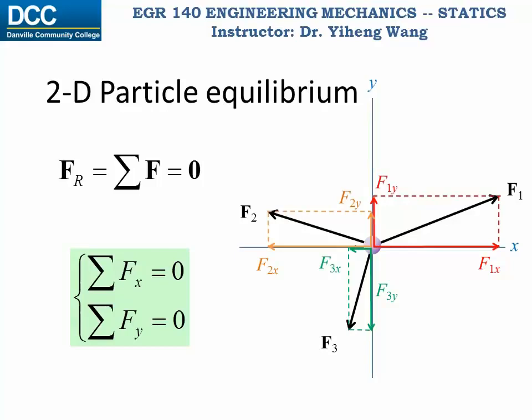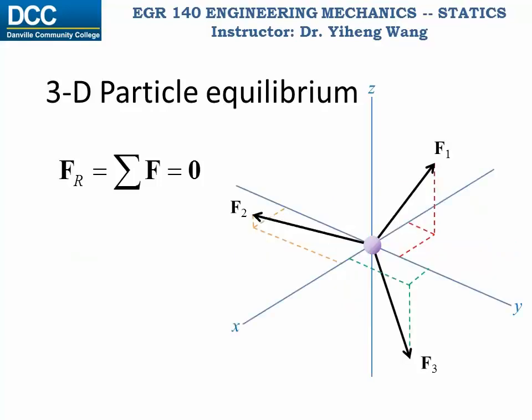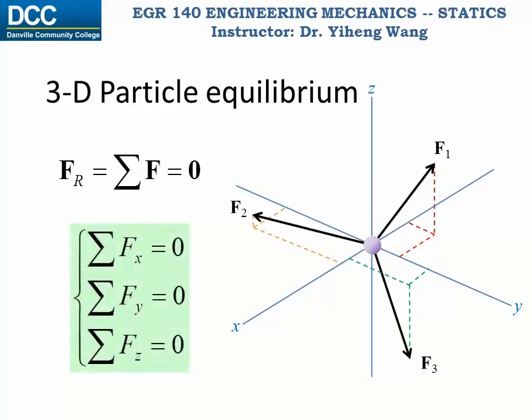And we know that with two independent equations, we can solve for a maximum of two unknowns. For a 3D problem, since each force that acts on the particle can now be resolved into three components along the x, y, and z directions respectively, the same vector equation can now be rewritten into a system of three scalar equations, enabling us to solve for a maximum of three unknowns.